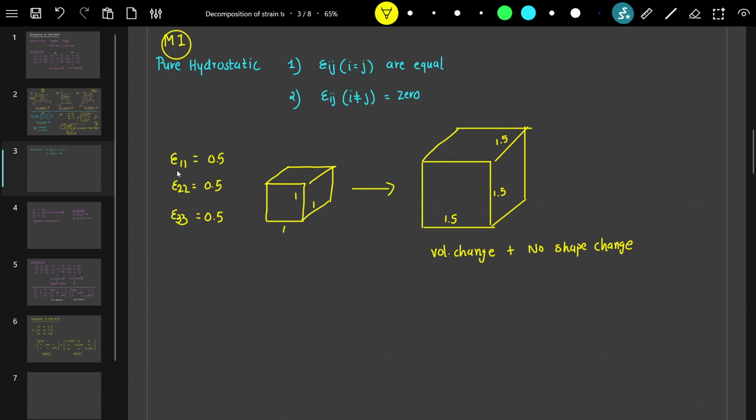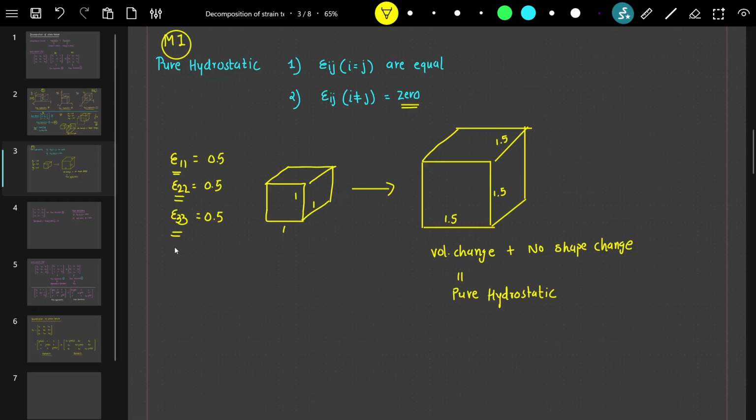So we can say when all three diagonal components of the strain matrix are equal, it's a pure hydrostatic. Therefore, for a given matrix or strain tensor to be pure hydrostatic, there are two conditions. The condition one is epsilon ij, where i equals j, that means diagonal components of that strain tensor are equal, and off diagonal components are zero, obviously, right?